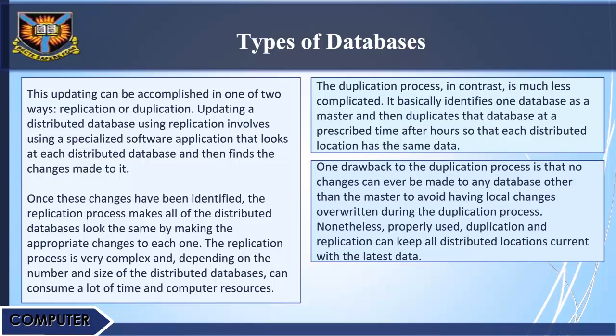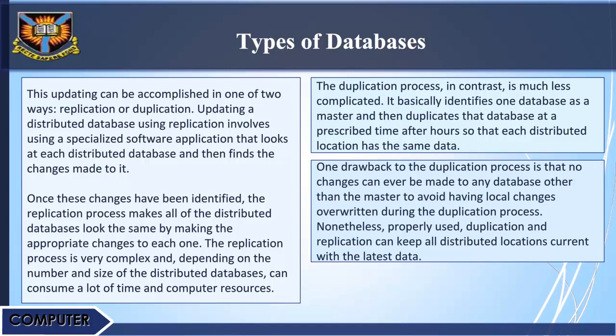Updating a distributed database using replication involves using a specialized software application that looks at each distributed database and then finds the changes made to it. Once these changes have been identified, the replication process makes all of the distributed databases look the same by making the appropriate changes to each one. The replication process is very complex and, depending on the number and size of the distributed databases, can consume a lot of time and computer resources.